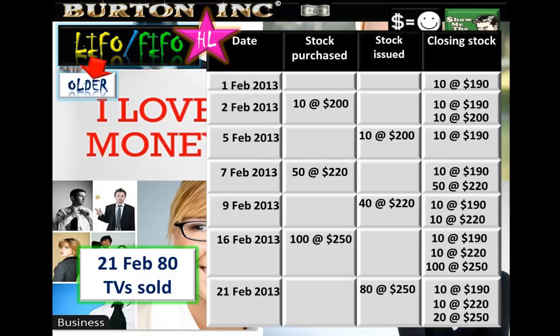A complete run through of a LIFO stock valuation construction type question, as difficult as will be thrown at you. It's logic and structure, and all the time thinking to yourself, are we being left with our older stock, or are we being left with our newer stock? LIFO, older.